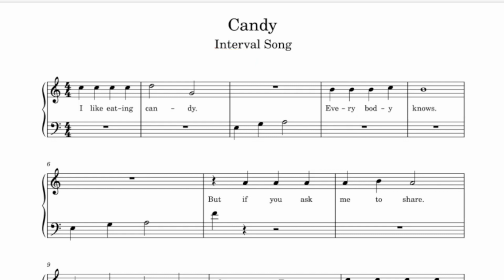Let's start by naming the right-hand notes. Pause the video now and write in your answers for the note names for the right hand and the left hand of your very own Preliminary B Piano Workbook.